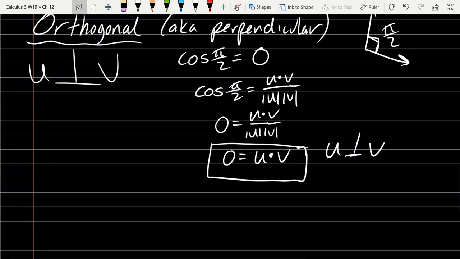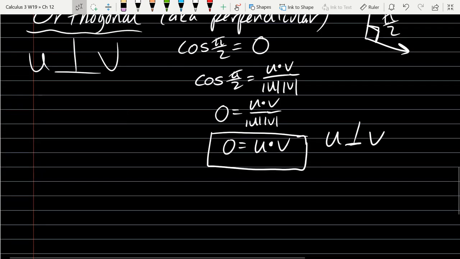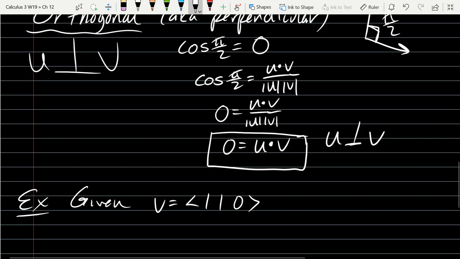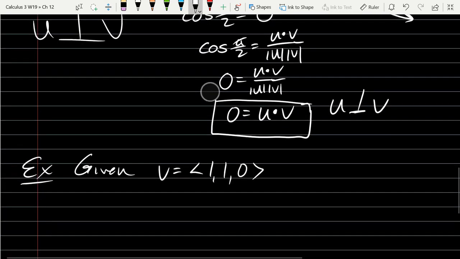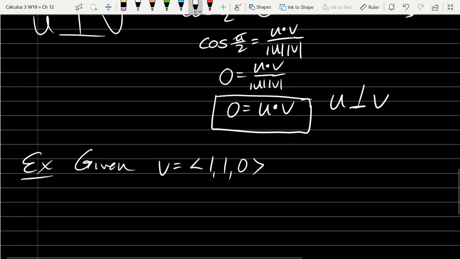So instead of just deciding if two vectors are orthogonal or not, we're going to start with one vector, and I want you to figure out all vectors that are orthogonal to this vector. So we'll take v to be the vector 1, 1, 0. So it's in three dimensions. You could graph it out if that helps. It doesn't really matter how you graph it out. So I'll just pretend it looks like that right there. And I want to know all vectors that are orthogonal.